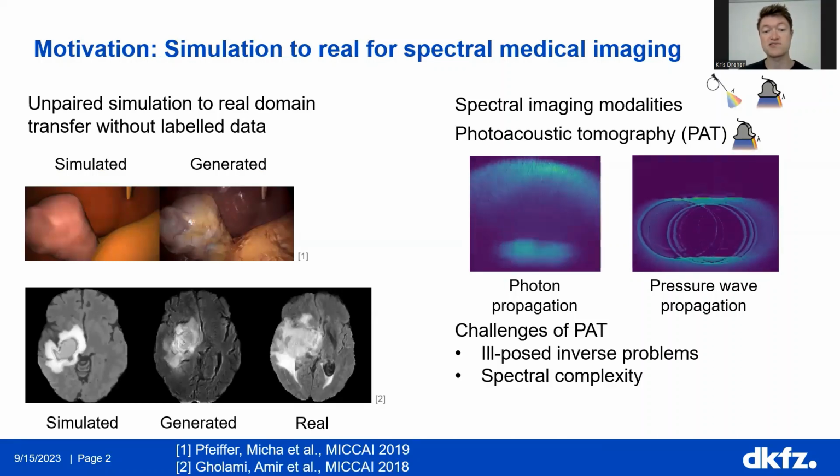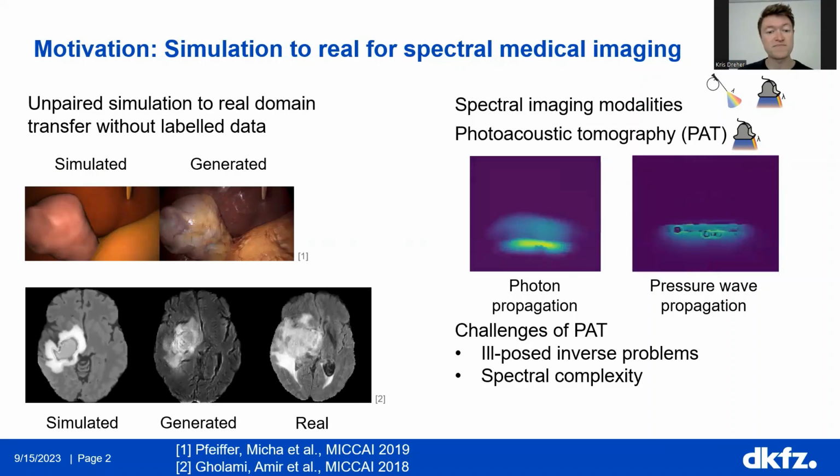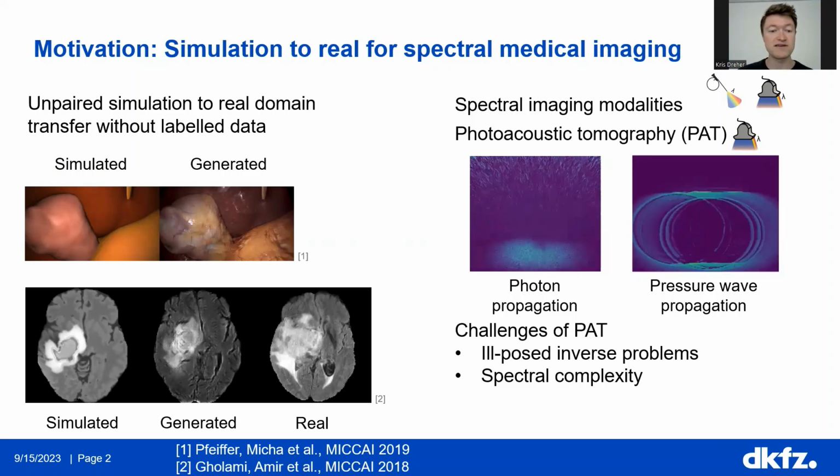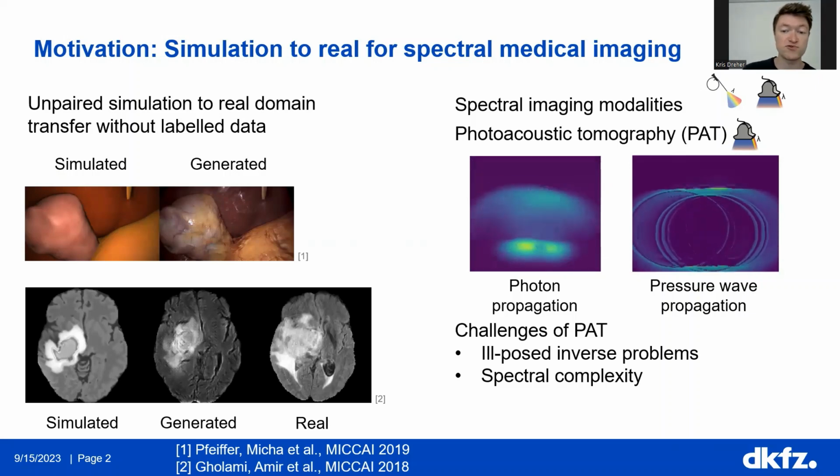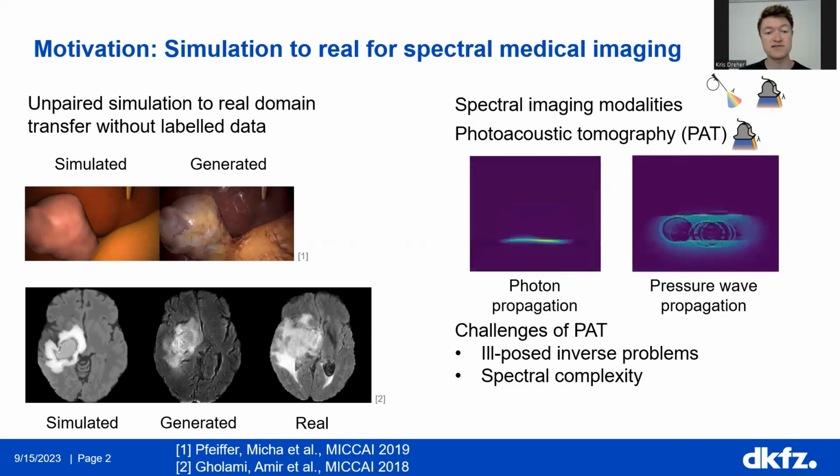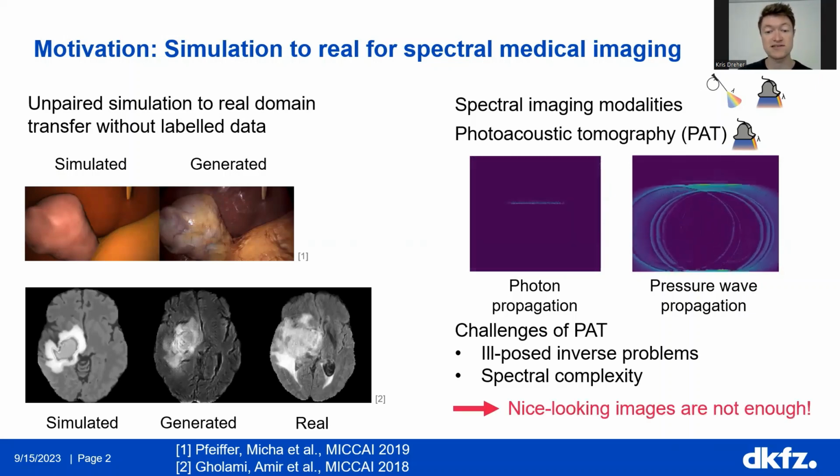For example, it has two ill-posed problems for signal reconstruction, and since photon absorption depends on the wavelengths, it's spectrally very complex. This means that after we transfer a simulated image to the real domain, physics has to be conserved and the spectra have to be consistent. So just nice-looking images are not enough for us.